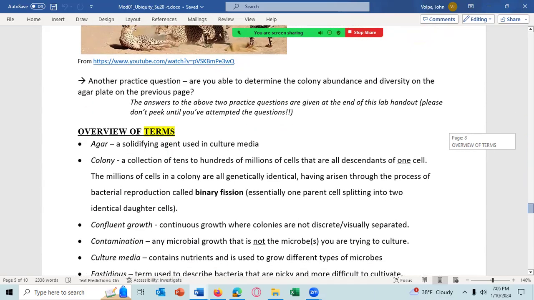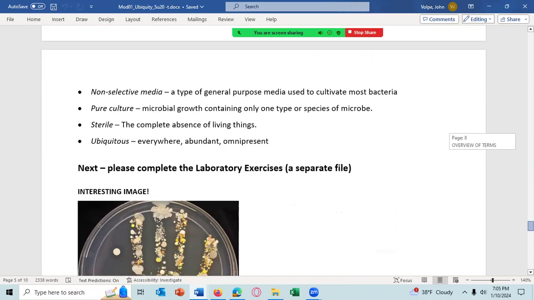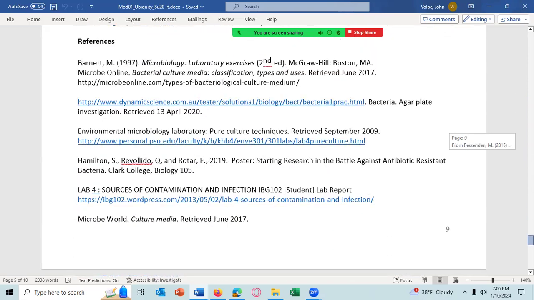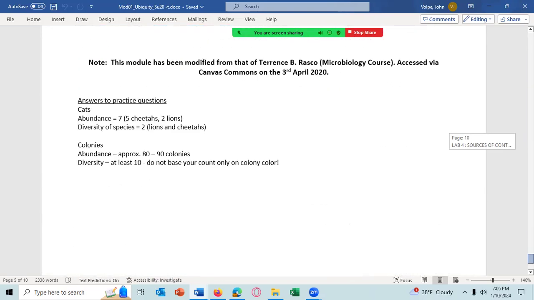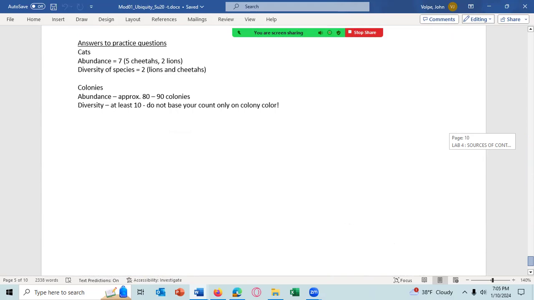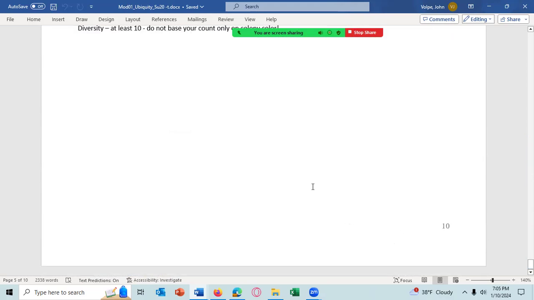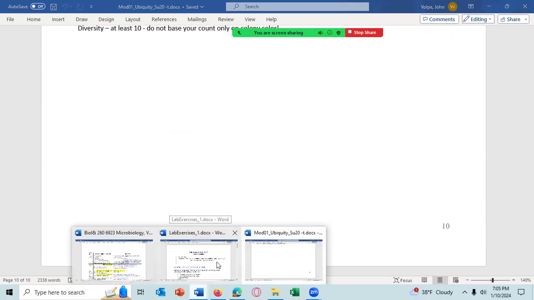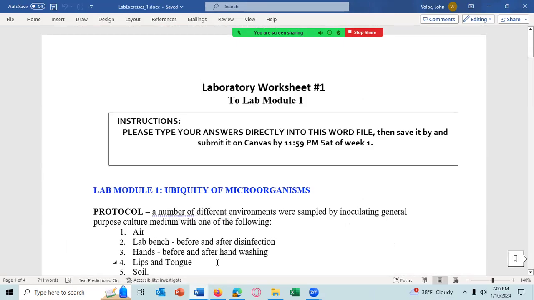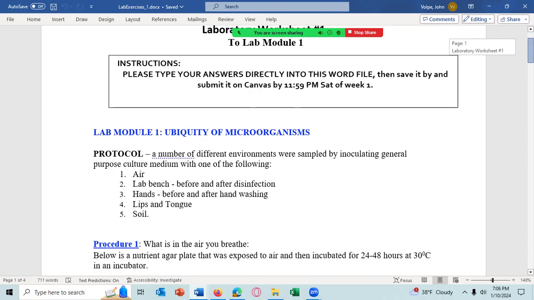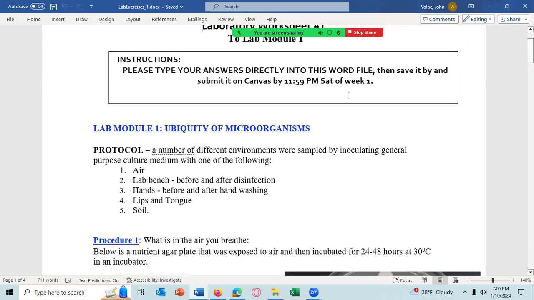All right, know the terms in this lesson, and then work on the worksheet. Let's go ahead and take a look at it. So to lab module 1, type your answers directly in this Word file and then submit the Word file by 11:59 p.m. Saturday, week 1.